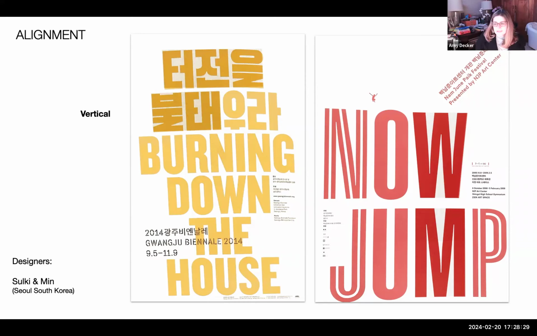The overall poster has a tight alignment, and a break from the grid allows the featured artist names to be called out.